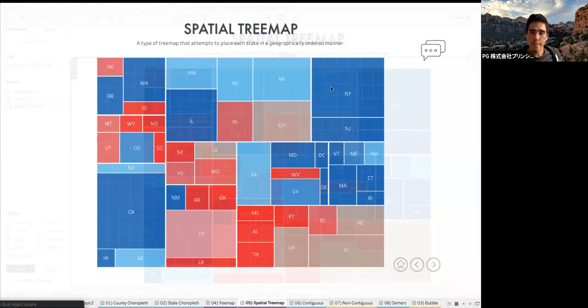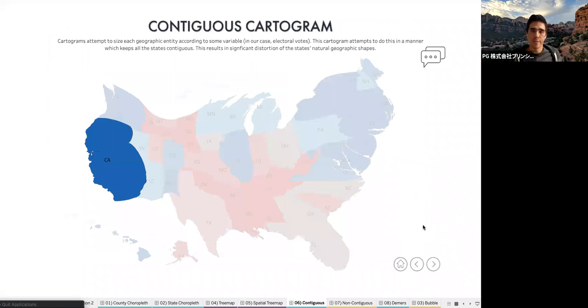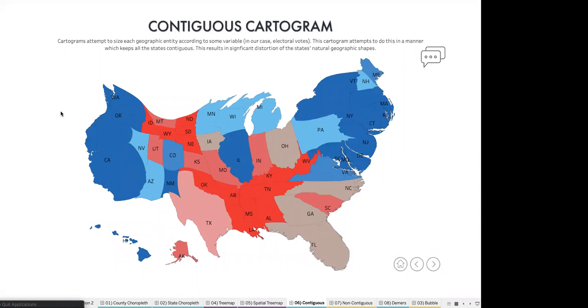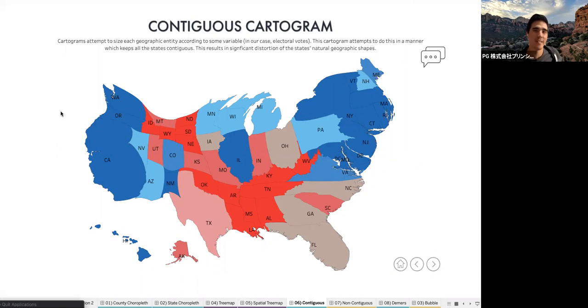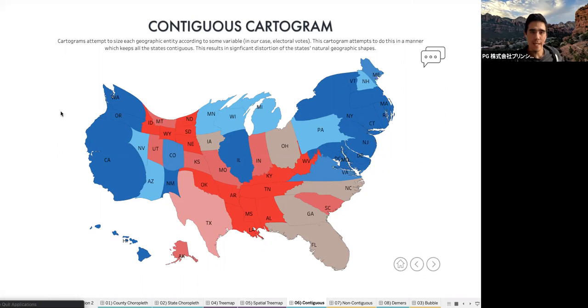Yeah, a lot of the maps in here are custom made, which is too bad because some of them are very interesting, like this one. It's kind of a strange looking animal. But interesting, yeah. So this is a contiguous cartogram. What it's trying to do is keep the shape of the state, but also change the size of the state based on the voting power of that state.